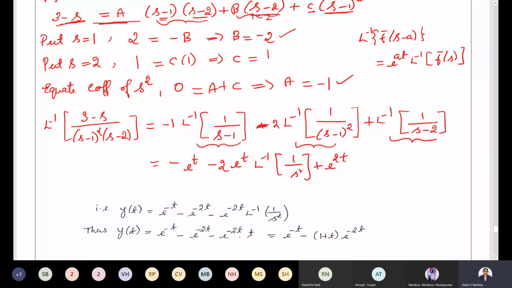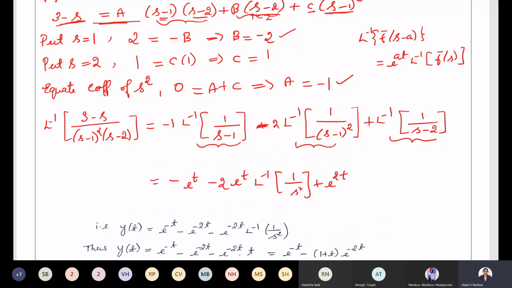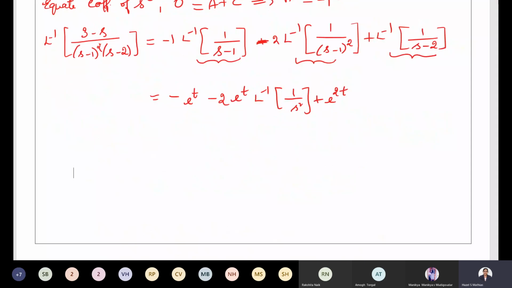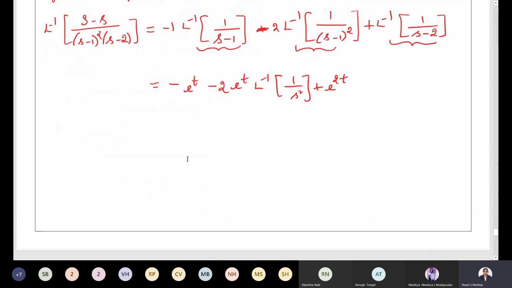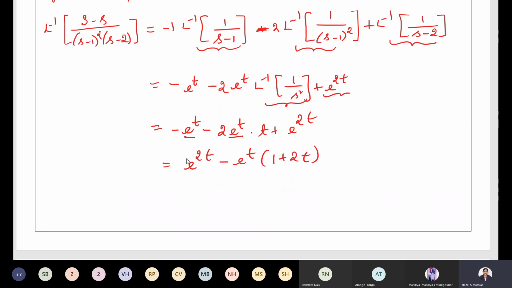So what do we get from this? What is the answer? We get minus e power t, minus 2 into e power t. What is L inverse of 1 by s square? It is t. Then what is this? Plus e power 2t. So what is the final answer? We can write e power 2t, and here the common term is e power t, so minus e power t into (1 plus 2t). Is it clear, everybody? Any doubt in this problem?